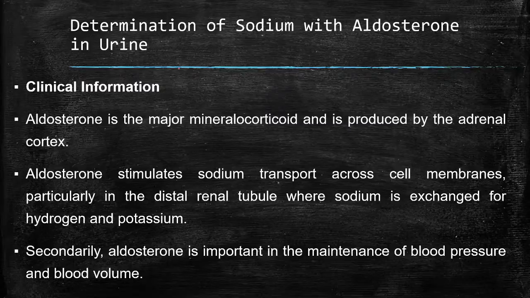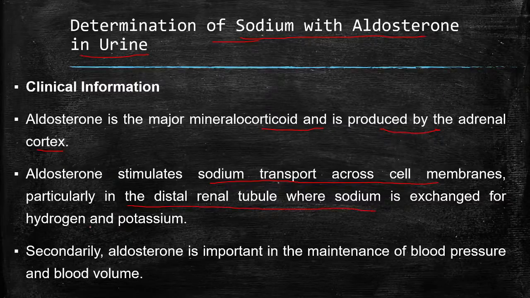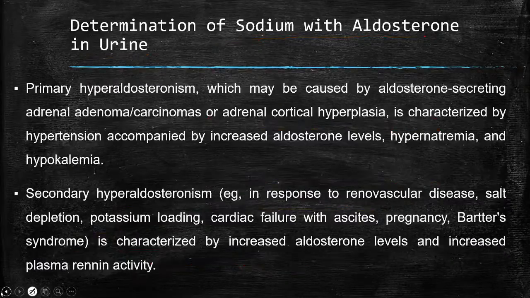The next thing is determination of sodium in urine. This is usually done, that is, sodium is measured along with aldosterone in urine. Aldosterone is the major mineralocorticoid, and it is produced by the adrenal cortex. The role of aldosterone is that it stimulates sodium transport across the cell membrane, particularly in the distal renal tubule, where sodium is exchanged for hydrogen and potassium. Aldosterone is important in the maintenance of blood pressure and blood volume. That's a major role.